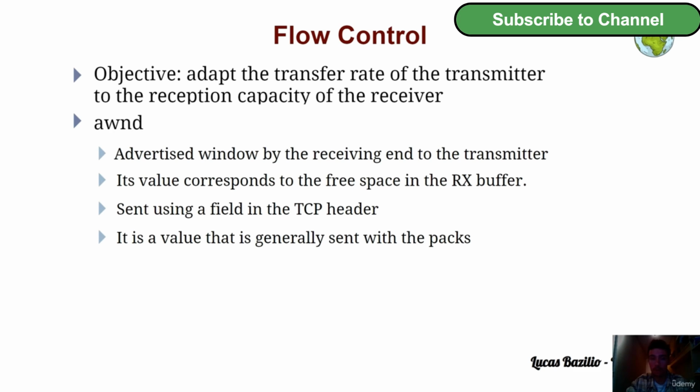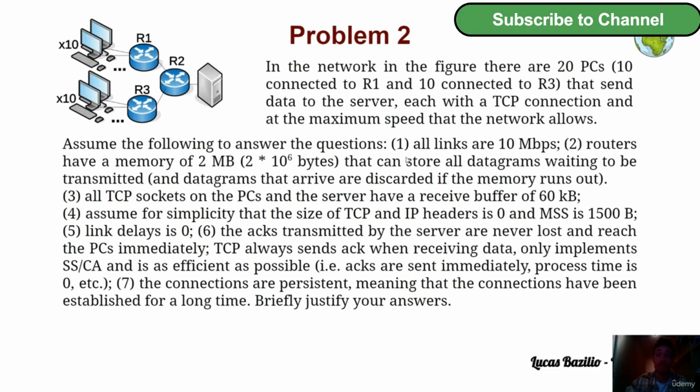So how do we calculate the advertised window? Well, remember that the objective of flow control is to adapt the transfer rate of the sender to the reception capacity of the receiver. This generates the advertised window. In other words, to calculate the advertised window, we only need to look at the size of the receive buffer. If we look at the size of the receive buffer, we see that we have 60 kilobytes. So 60 kilobytes is going to be the value of the advertised window.